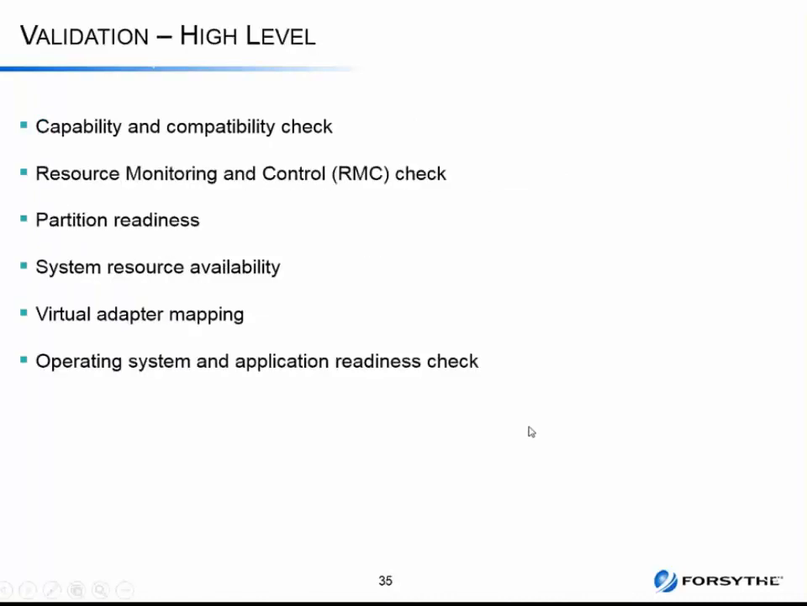So we're going to cover some of the steps for LPM now, and one of the first things it has to do is a validation. What the validation does is check for compatibility and capabilities. It checks for RMC, making sure the LPAR is actually capable. It checks for the resources at the remote end. It makes sure it can map virtual adapters and checks a few other things. And then it gives you a response about whether or not it can do the migration.